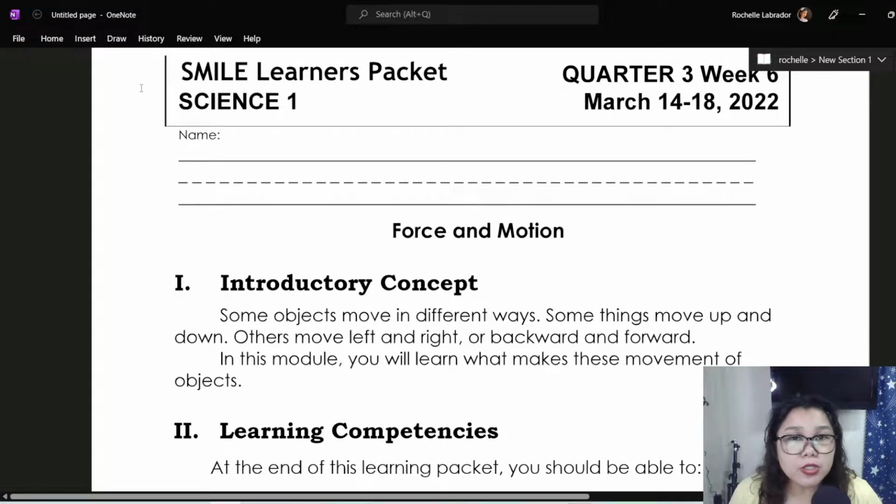Part 1, Introductory Concept. Some objects move in different ways. Some things move up and down, others move left and right, or backward and forward. In this module, you will learn what makes this movement of objects.